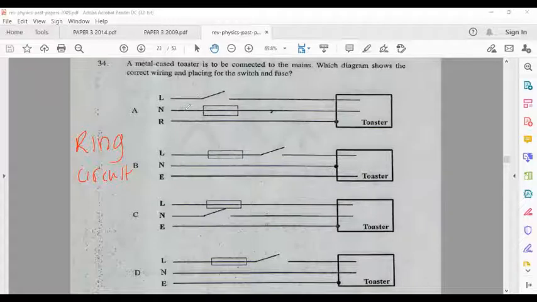So here, that one's out because we have a fuse on the neutral wire. We look at the others, similar situations. Live, neutral, and earth. Ground is also called earth. So that's what the E stands for, ground or earth.